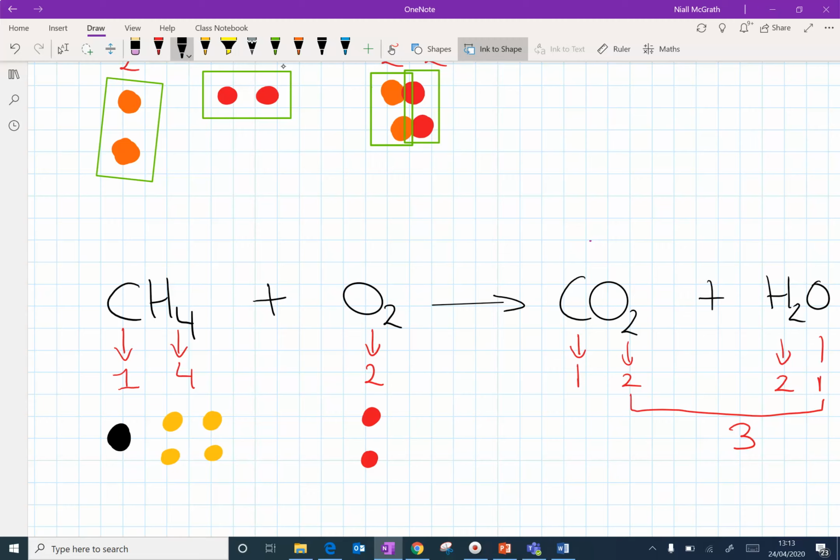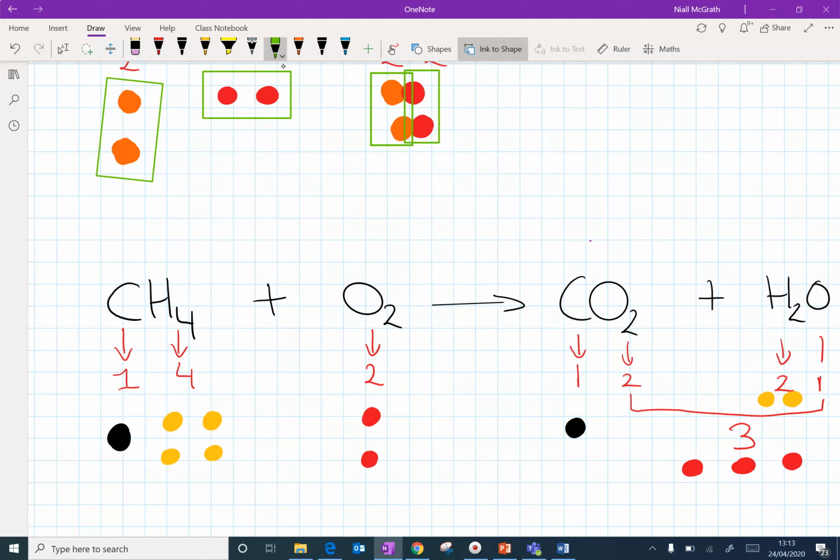Then when we go to the right side of our equation, again we have 1 carbon. We have 3 oxygens, and we have 2 hydrogens. So clearly we have fewer hydrogens and we have 1 more oxygen on our right hand side.